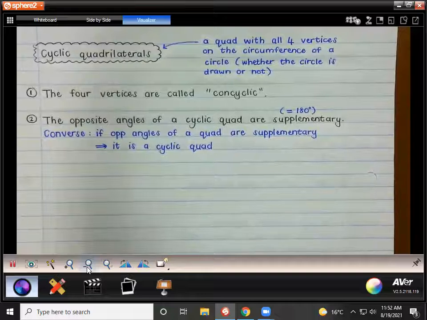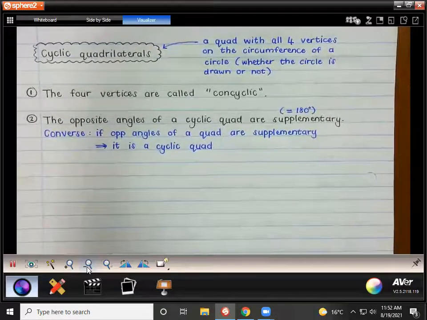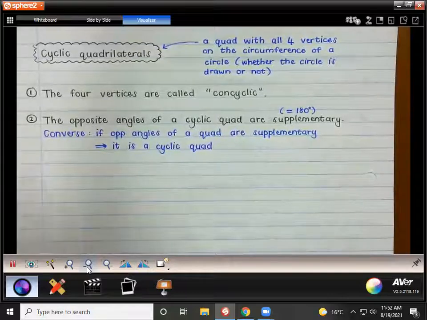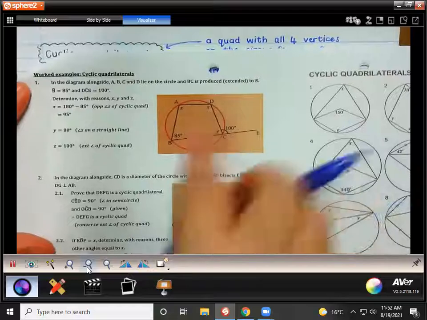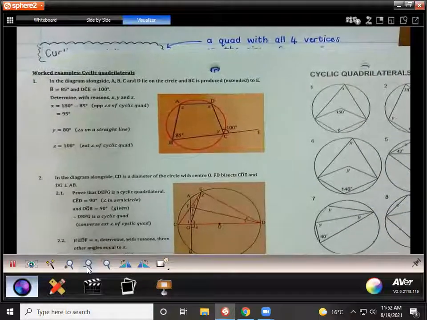Now I actually want us just quickly to look at one example of this before we move on to the other property. This is just a worked example here. Sorry, this isn't very clear. Let me zoom in a bit. Maybe that will be better.